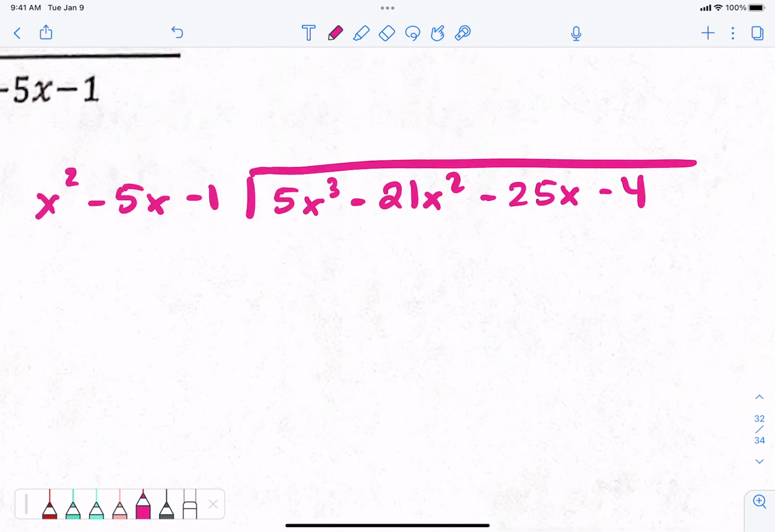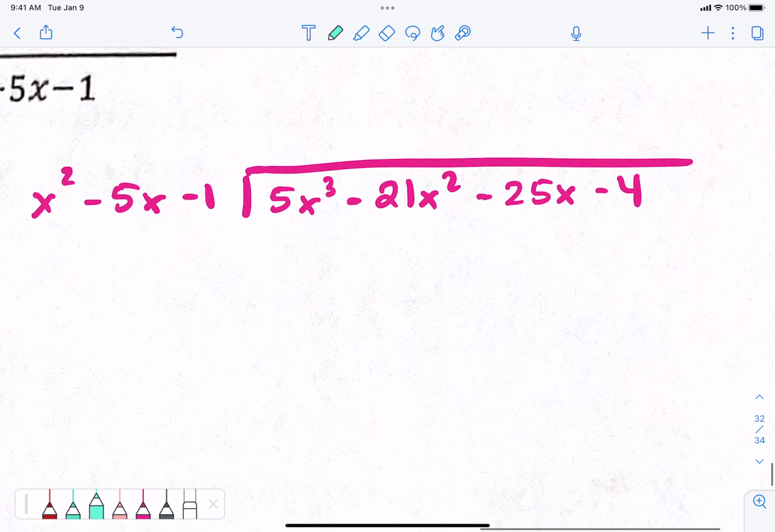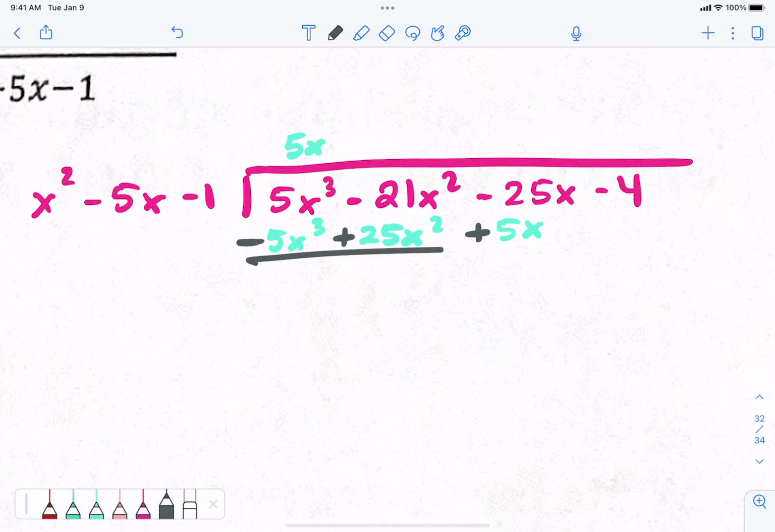You have to put a zero on synthetic, on the very end. Rach says this is 5x, right? 5x times x squared is 5x cubed. Be careful when you're multiplying back through, especially with your positives and negatives. 5x times negative 5x is negative 25x squared. 5x times negative 1 is negative 5x. Then you flip the sign. No remainder. 4x squared minus 20x minus 4, yeah?